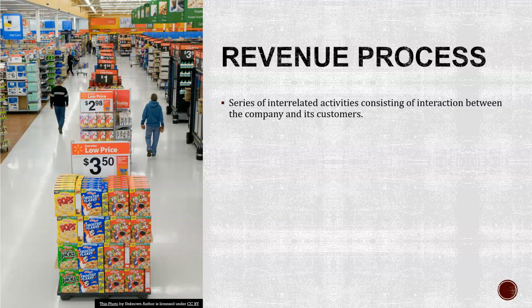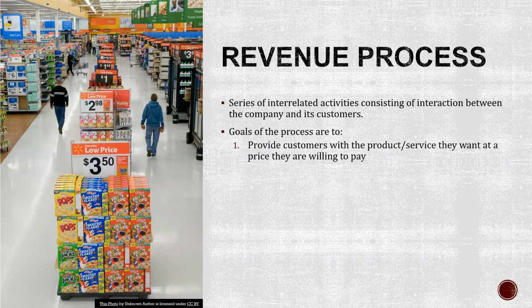So the revenue process is just a series of interrelated activities that consist of interactions between the company and its customers. That's the kind of boring part about this, right? So this is the sales that we make to customers. When we sell a product, a good, a service, whatever the case is, that's part of the revenue process. And we do have several goals when it comes to the revenue process.